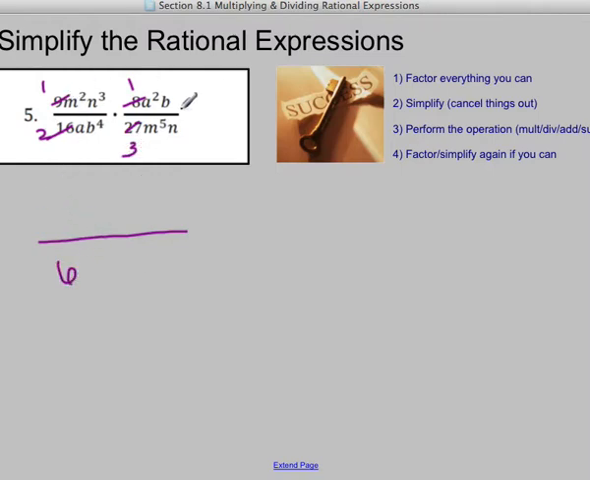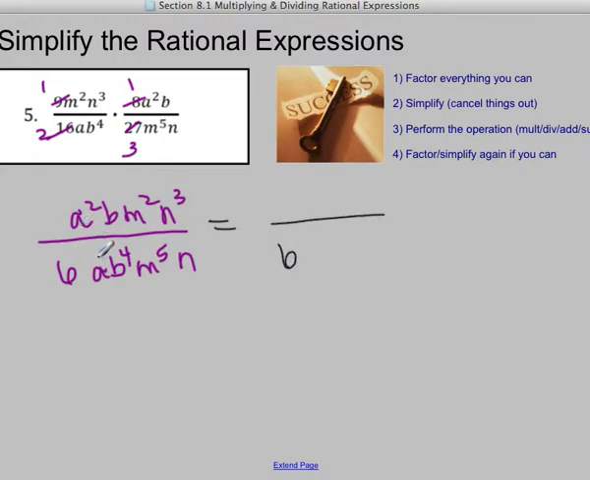Now let's look at multiply across. So I would have a squared b, m squared n to the third, all over a b to the fourth, m to the fifth, n. And now let's go ahead and simplify and see what I have here. So still going to have 6. My a's, this is an a to the first and the bottom, so bring the smaller to the larger, so it'll be in the numerator, and then it'd be 2 minus 1, which gives you 1. Okay, b to the first, b to the fourth, bring your smaller to your larger and subtract, so 4 minus 1 will give me 3.